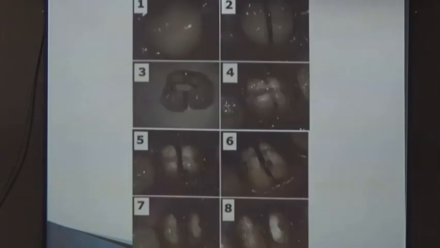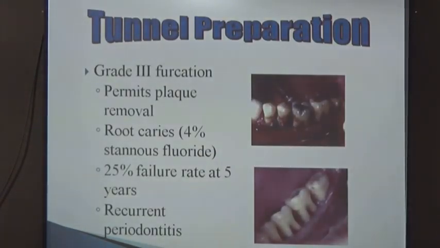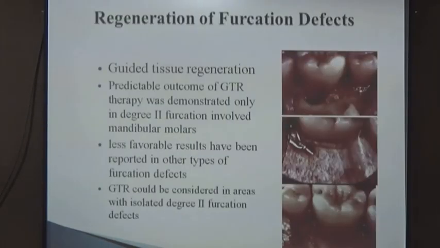See this. Tunnel preparation, grade 3 furcation, Fermit's block removal. Why do we do tunnel preparation here? We prepare it like a tunnel and keep it self-cleansing. The patient will clean it with an interdental brush. Regeneration of the furcation with GTR: we clear the area well, place the graft, and over it place the GTR membrane to close it out.